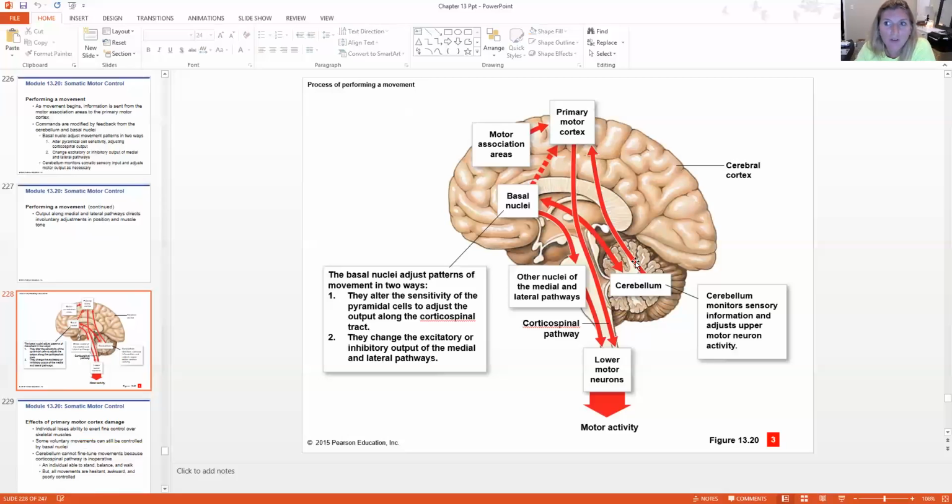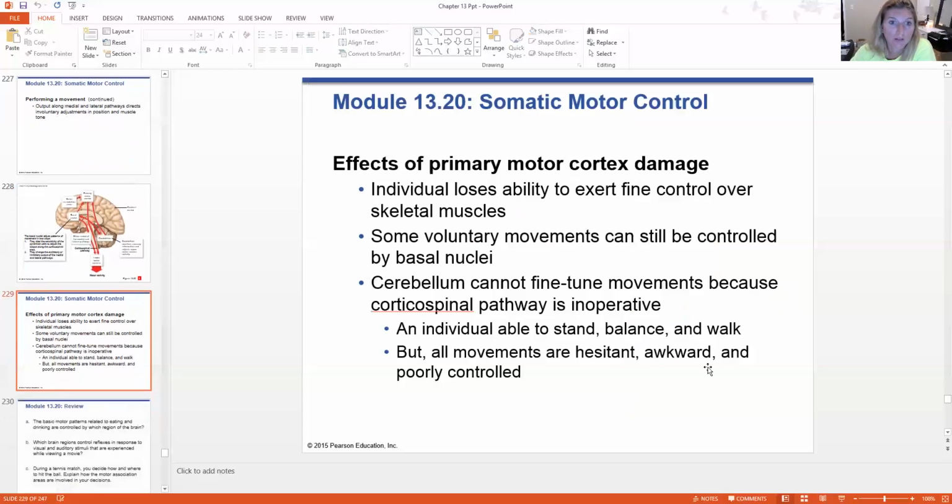They're all checking with each other, making sure everything is good to go, making sure that my legs are capable, making sure that the rest of my body is able to get up and move, and then eventually going through the corticospinal pathway to those lower motor neurons.